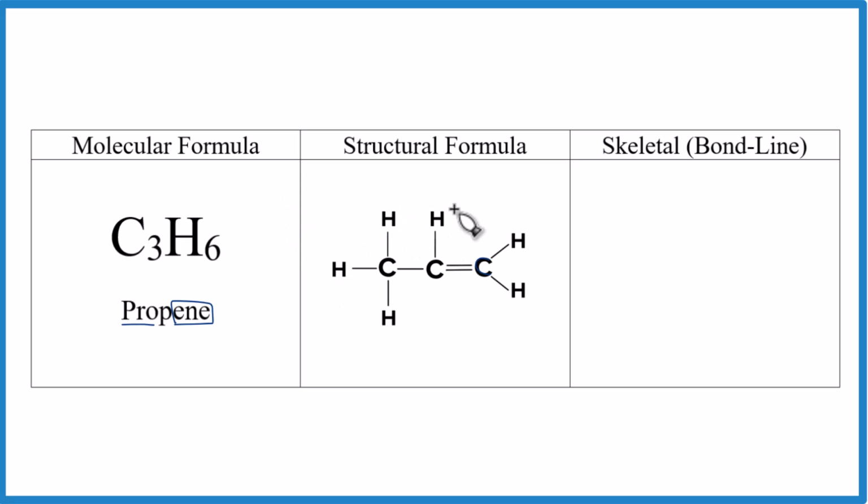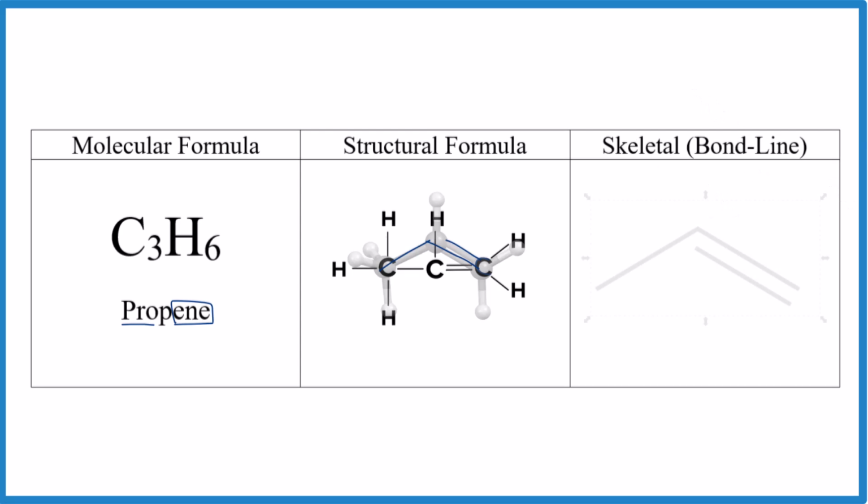If we want to draw the skeletal or the bond line structure, let's put a molecular model on top of this, do an overlay. That'll help us think about it. And you can see we have carbon, carbon, carbon. There's the double bond. This model shows us a little bit more about the 3-dimensional structure of this propene, C₃H₆. If we wanted to draw the skeletal or bond line, we draw a line from carbon to carbon, and here we have a double bond, so we'll draw 2 lines, and that's it. That's the actual skeletal or bond line formula.